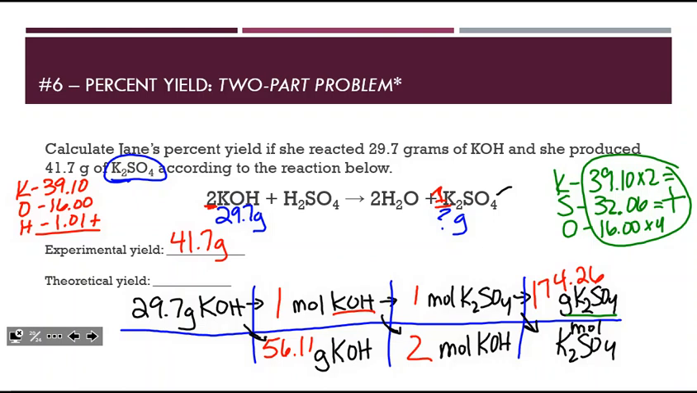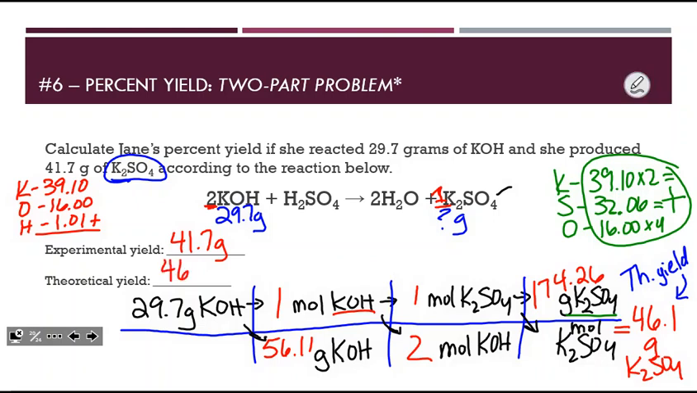29.7 times 174.26 divided by 56.11 divided by 2. Now, how many significant figures should we keep in our answer? 3, exactly right. Okay, so I'm getting 46.1 grams K2SO4. Guess what that is? This is known as the theoretical yield. So that goes right here, the 46.1 grams.